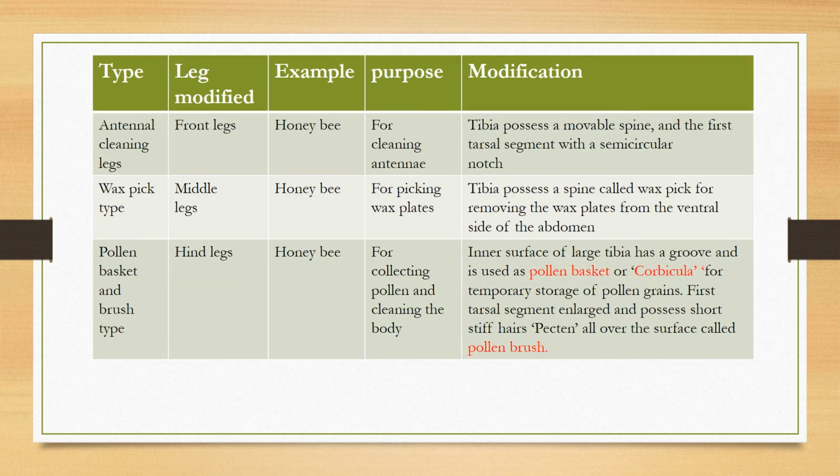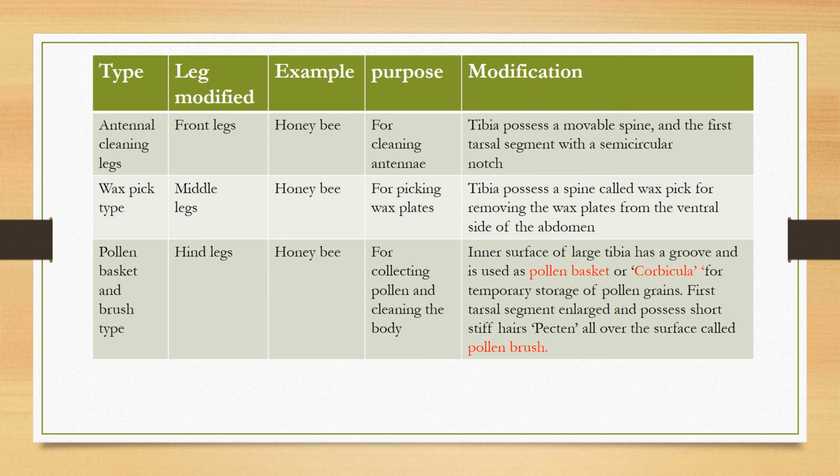Then next is the different type of legs in the case of honeybees. In honeybees, all three pairs of legs are modified. The first one is antennal cleaning legs. The four legs in honeybees are modified for antennal cleaning purpose. The tibia possesses a mobile spine, and the first tarsal segment has a semicircular notch. With this notch of the first tarsal segment and the tibial spine, they will be cleaning the antennae.